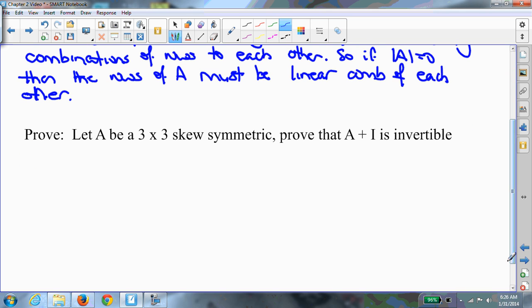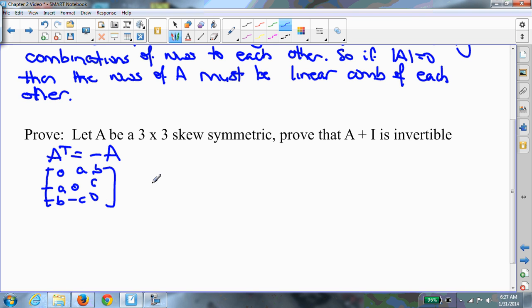Second proof. Let A be a 3 by 3 skew symmetric matrix. Prove that A plus I is invertible. So skew symmetric, just to review, means that A transpose equals negative A. Now if A transpose equals negative A, what that means is that my diagonal elements are 0 and everything else are the opposite of each other. So I can actually put a skew symmetric matrix together that looks something like this. 0, 0, 0 along the diagonals. A, B, C, negative A, negative B, and negative C.